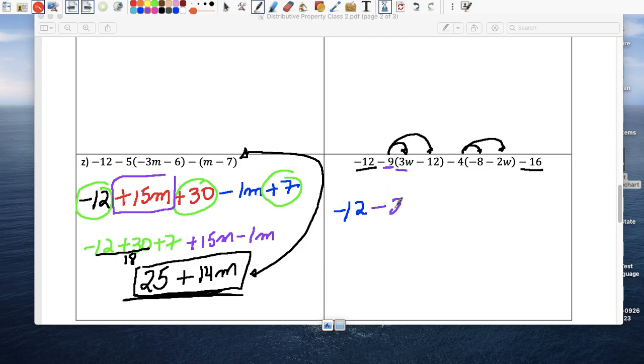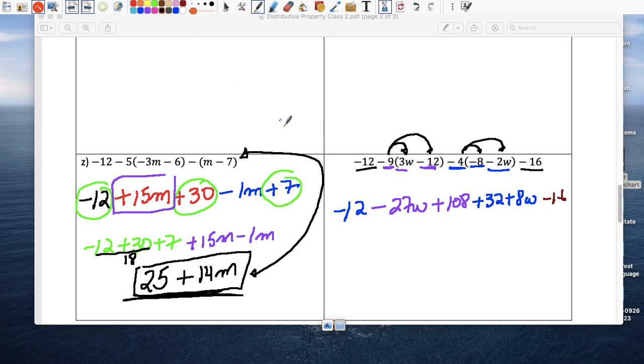9 times 3 is 27. Next, negative 9 and negative 12. They're both negative, so we're going to have a positive, and 9 times 12 is 108. We have another set of distributive property to do. It's a negative 4 times a negative 8, so negative times a negative is a positive, and 4 times 8 is 32. Negative 4 and negative 2, so they're both negatives, which gives me a positive, and 4 times 2 is 8w. And then, let me attach the negative 16, right? Please, that's not inside the parentheses, so it does not participate in the distributive property.